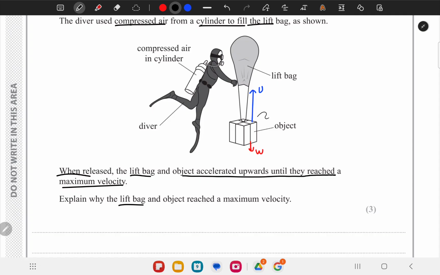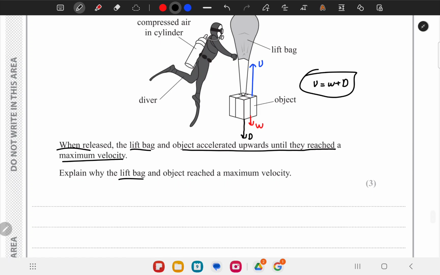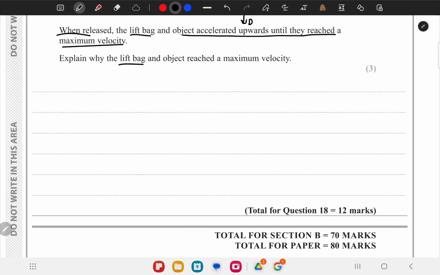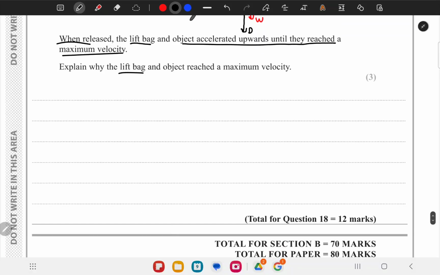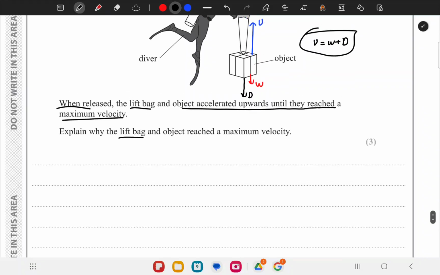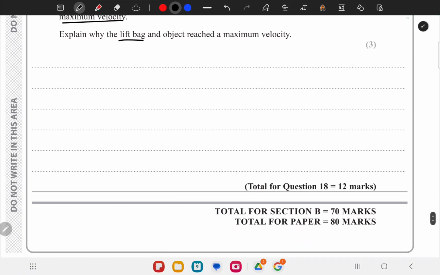Then as it starts moving upwards, the drag force increases. Since it's moving upwards, the drag will be downwards. As the speed increases, the drag keeps increasing until U becomes equal to W plus D. When that happens, the resultant force becomes 0 and the object stops accelerating. So we talk about how the drag force increases with velocity until the weight plus drag becomes equal to the upthrust, and at that point the resultant force is 0.